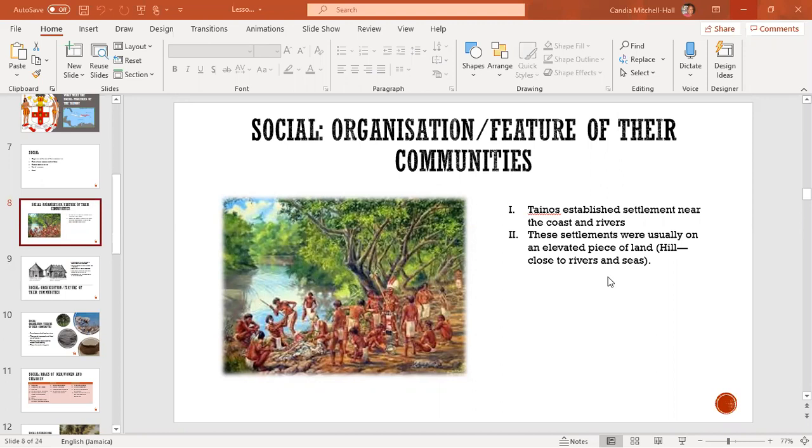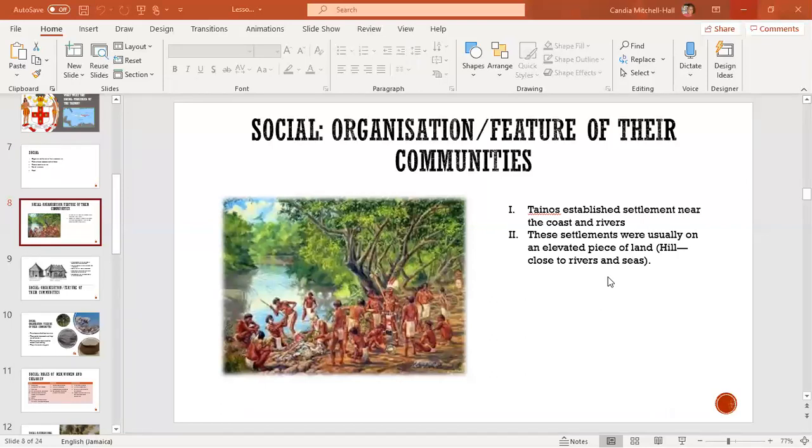Did you know, ladies, that the Tainos used to live within that area? No, sir, I didn't know. Yes, they used to live in that area. And so that is one area in Jamaica where they would have lived.